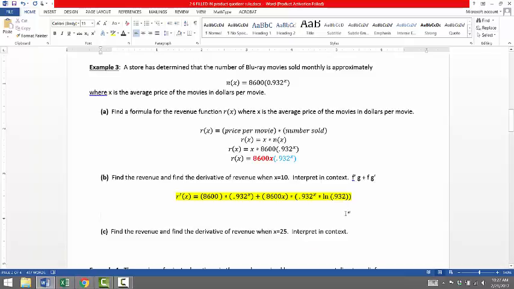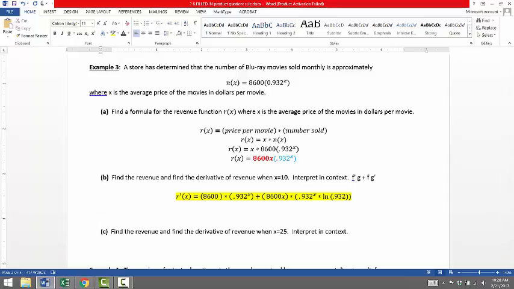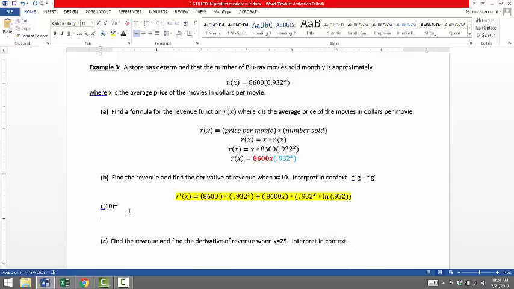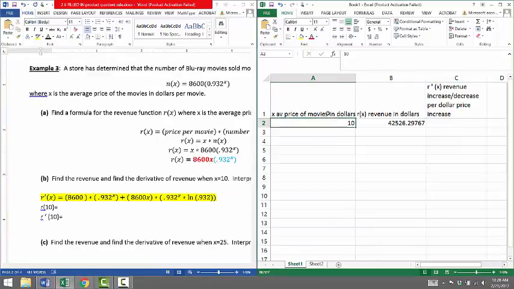And it asks us to find the revenue and find the derivative of revenue when X equals 10. So we're going to find R of 10. So plugging 10 into the revenue function. We're also going to find R prime of 10, plugging 10 into the derivative function. Now to do this, you could use your calculator, but I'm going to go ahead and use Excel to help us with this evaluation. In Excel, in my first column, I have X, the average price of movies. It asks us to plug in 10.